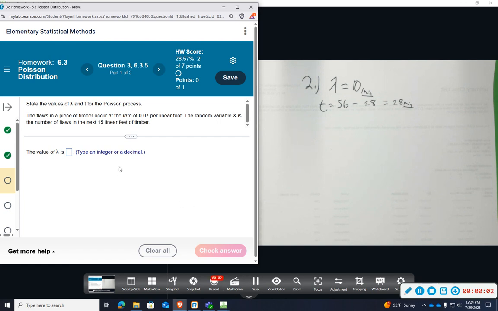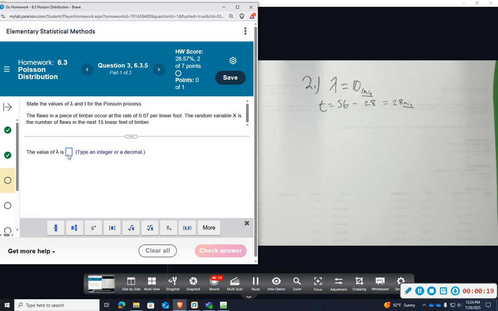All right, question number 3. We're going to state the value of lambda and t for this Poisson process. So this one says the flaws in a piece of timber occur at a rate of 0.07 per linear foot. So this is our rate. This will tell us our lambda, 0.07 per linear foot.